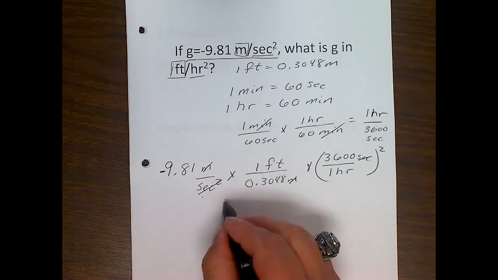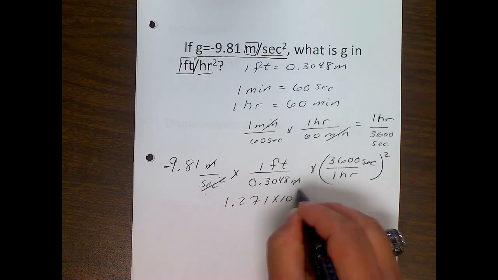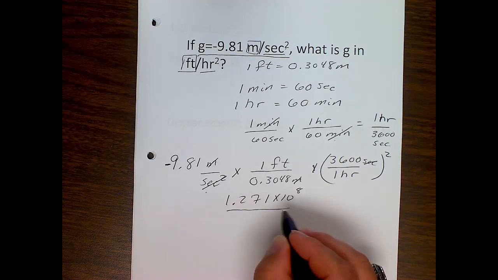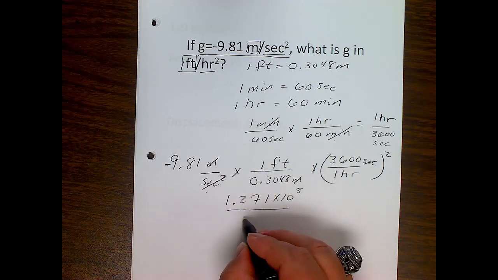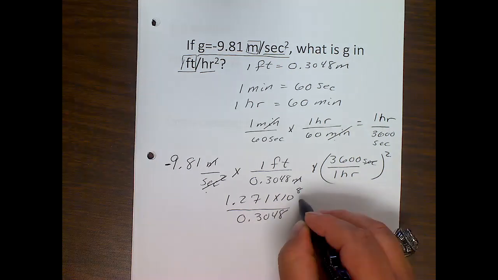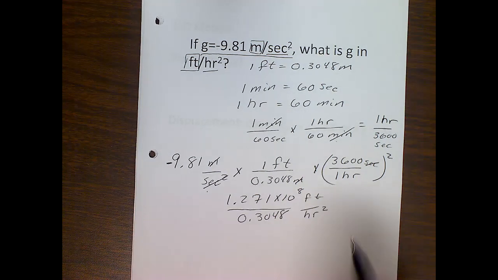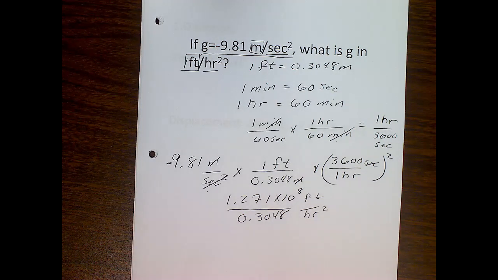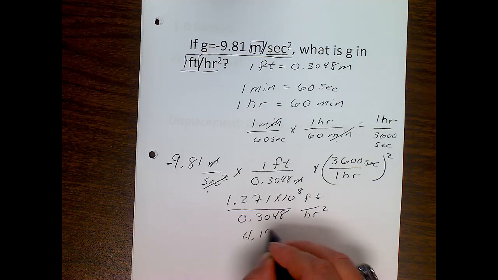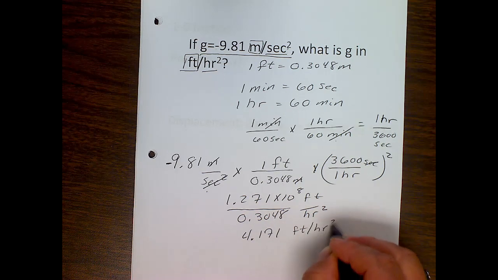So that gives me 1.271 times 10 to the 8th over 0.3048. Now this is feet per hour squared for our units. Now we're going to clean this up just a little bit. It gives me 4.171 times 10 to the 8th feet per hour squared.